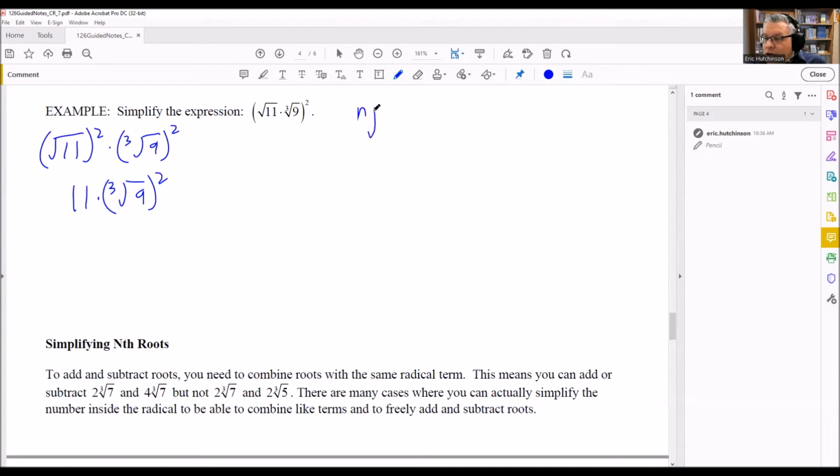Now, the property is this. We have an a inside, and all this is being raised to the power of m. What happens is we can put the m inside the radical. So this is just a special property that says that if anything is on the outside, we can actually move it on the inside. So we're going to apply that on this problem here.